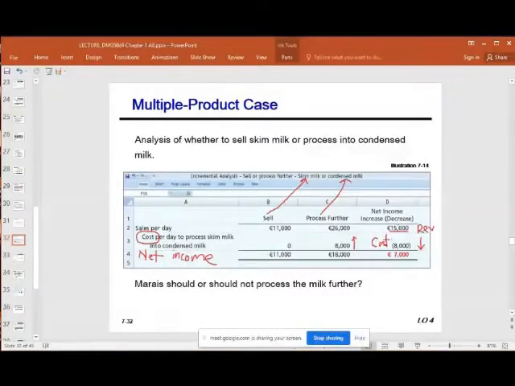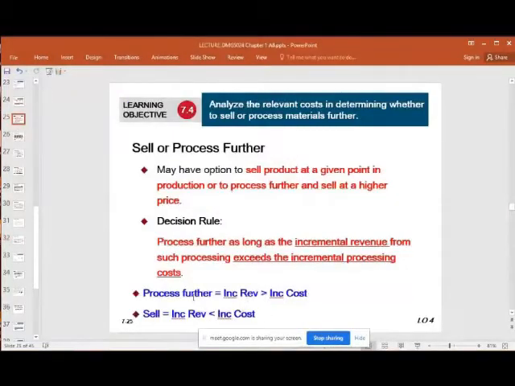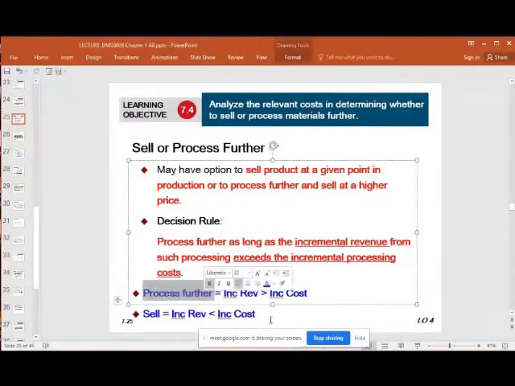So, do you see which is higher? If you compare 15,000 and 8,000, don't look at the bracket now, class. Don't look at the bracket, just look at the numbers. One is 15, one is 8, correct. Revenue is higher. So revenue is more than cost. You go back to the decision. Revenue more than cost. Correct. Process further. Correct.